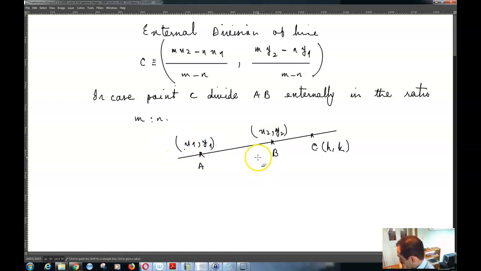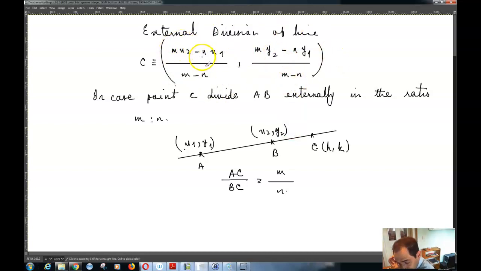And here I know that AC to BC is equal to m to n. So it doesn't get any clearer than that. So in this situation where the point C divides the line segment AB externally in the ratio m to n, meaning that AC to BC is equal to m to n, then this is your formula.